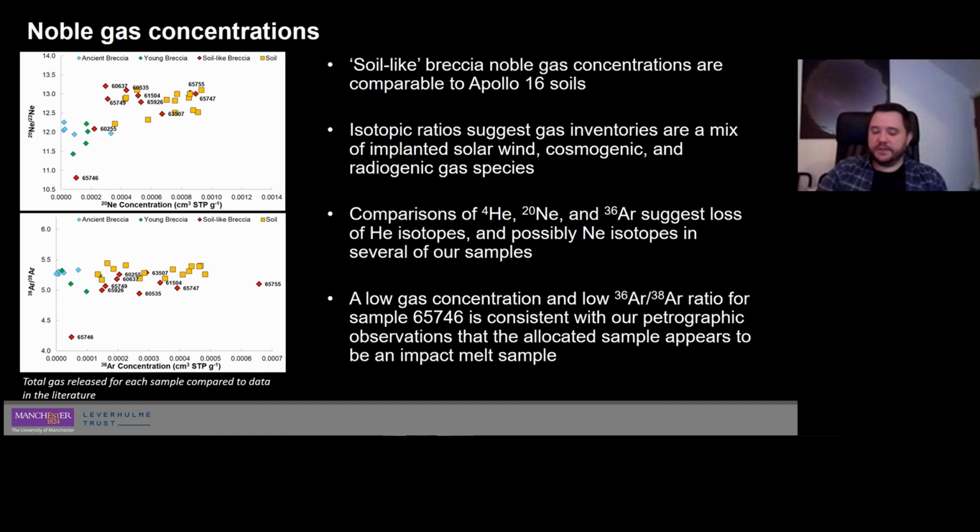Well, based on the concentrations of each gas measured, these samples are more comparable to the soils that were collected from the landing site during the mission. The isotopic ratios, which I haven't shown here just to save some time, suggest that the contents of each noble gas element can be explained as a mix of implanted solar wind, cosmogenic, and in some cases, perhaps some radiogenic gases. But we do find that the radiogenic gases for most elements aren't a necessary addition to the model.